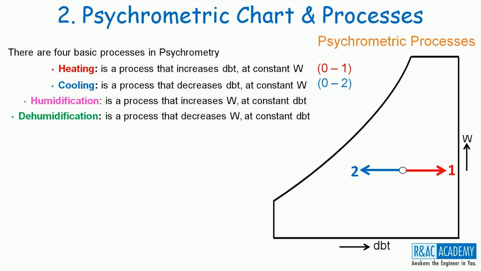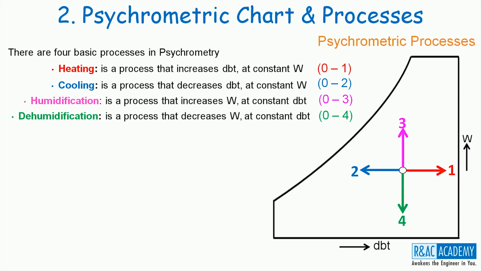Both for humidification and dehumidification, the dBT is kept constant. Therefore, these two processes happen along the vertical line. So, whenever the state of the moisture moves up vertically, then it is said to have undergone the humidification process. And whenever the state of the moisture moves down vertically, then it is said to have undergone the dehumidification process.